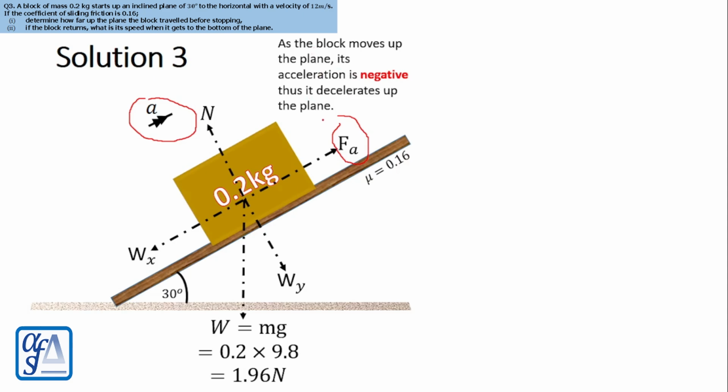Thus, the body decelerates up the plane. So, as it's moving up the plane, what happens? There'll be another force by this line that is what? That's going to be acting against the force applied, and that's what? Frictional force, F sub F. So, what's the next thing we do?